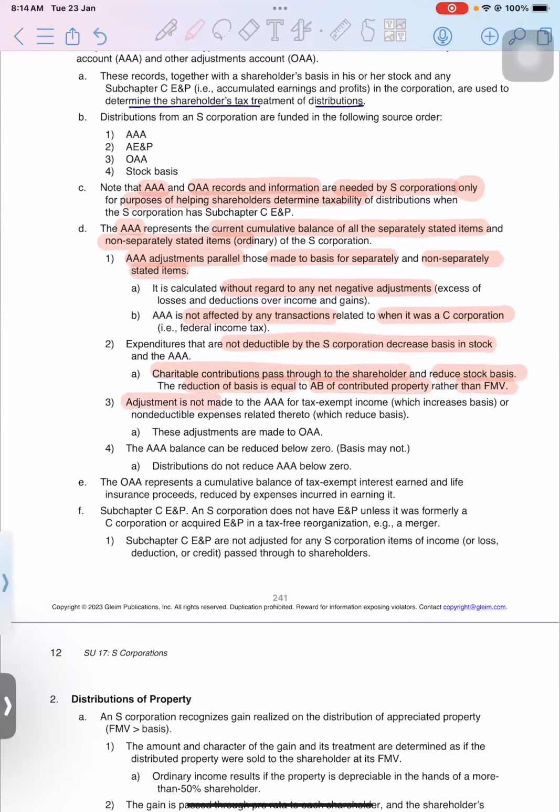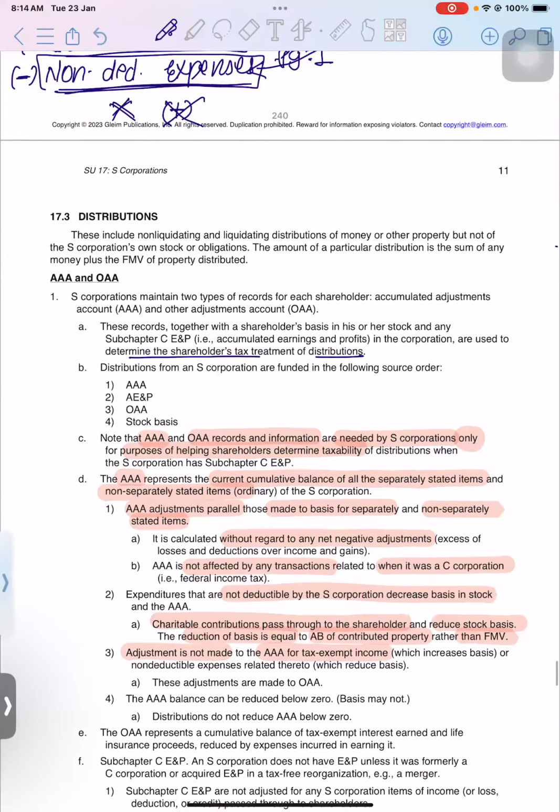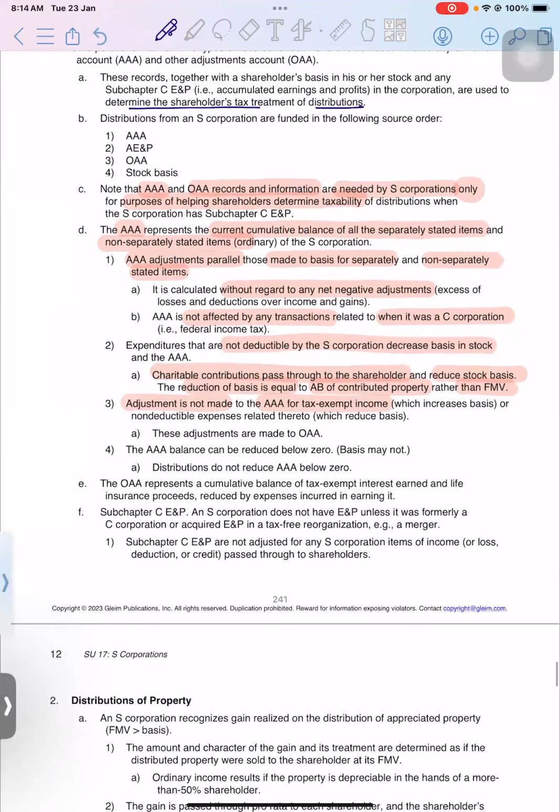So adjustment is not made to AAA for tax exempt income. Here I have not mentioned incomes, only separately stated and non-separately stated items, and expenses which are non-deductible. But I cannot add the tax exempt income over here. What is an example? Municipal bond interest. I am not going to add the tax exempt income here. Only non-deductible expense is going to be reduced here. Non-deductible expense related thereto will reduce the basis. Related thereto means related to the tax exempt income.